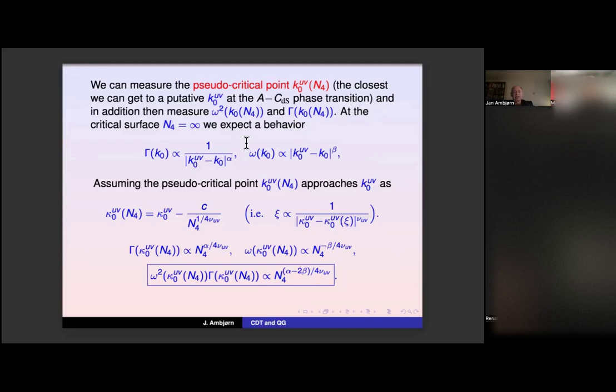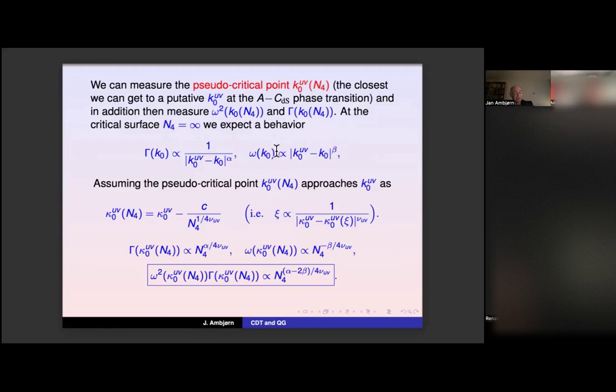And at the critical surface, when N4 is equal to infinity, for any interior point in the de Sitter space, gamma k is finite and omega k is finite. But when we go to the border of the asymptotic line, then we know that this diverges, or this is what we measure. And then we assume that it diverges when N4 is infinity. We assume it diverges like this. And what we see is that omega goes to 0, actually. So we assume it goes to 0, like this, with two exponents, alpha and beta.